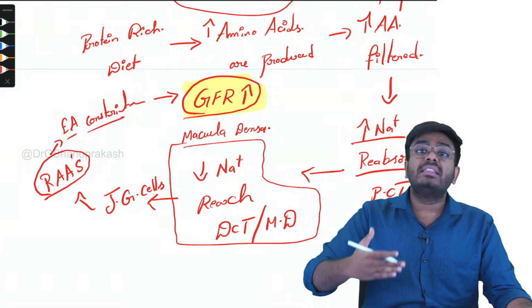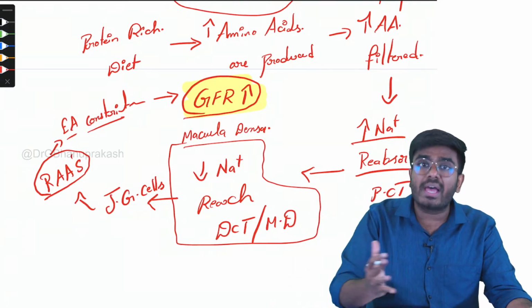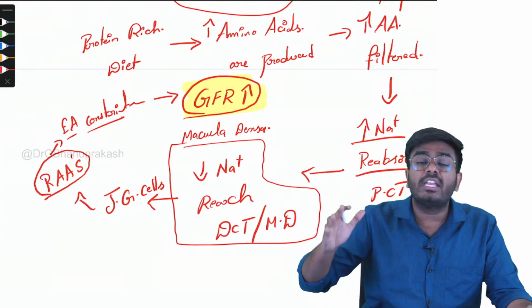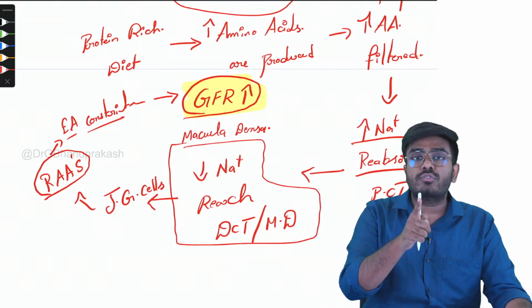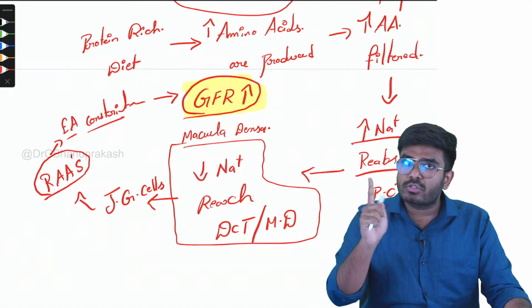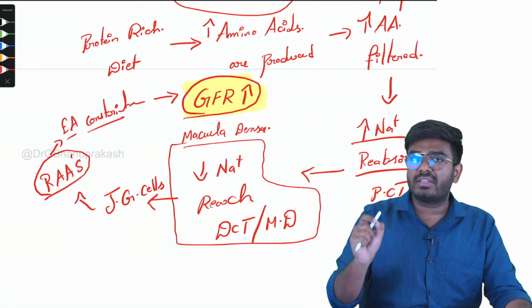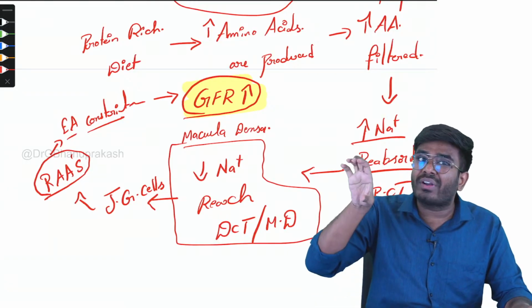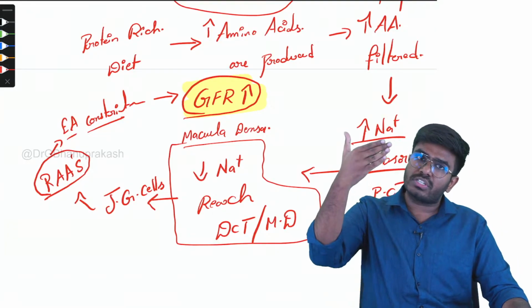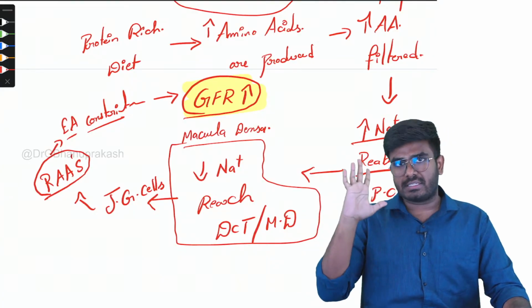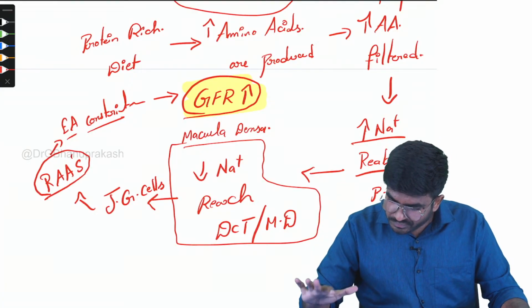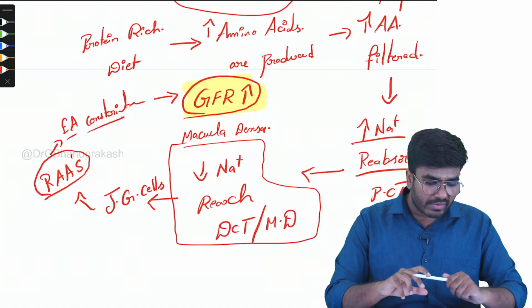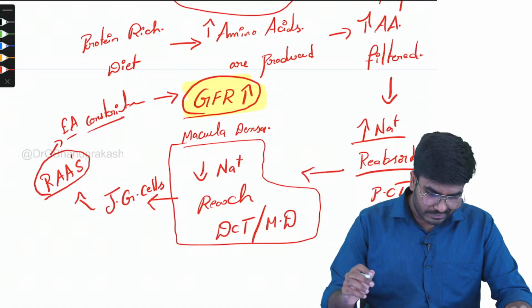Why? Because in the process of reabsorption of amino acids, more sodium is getting reabsorbed in the PCT, and less sodium is reaching the macula densa. So the macula densa immediately activates the JG cells, the RAS pathway is activated, and efferent arteriolar constriction will happen. So GFR initially increases. Okay guys, is it clear? Is everything I have discussed clear to you?